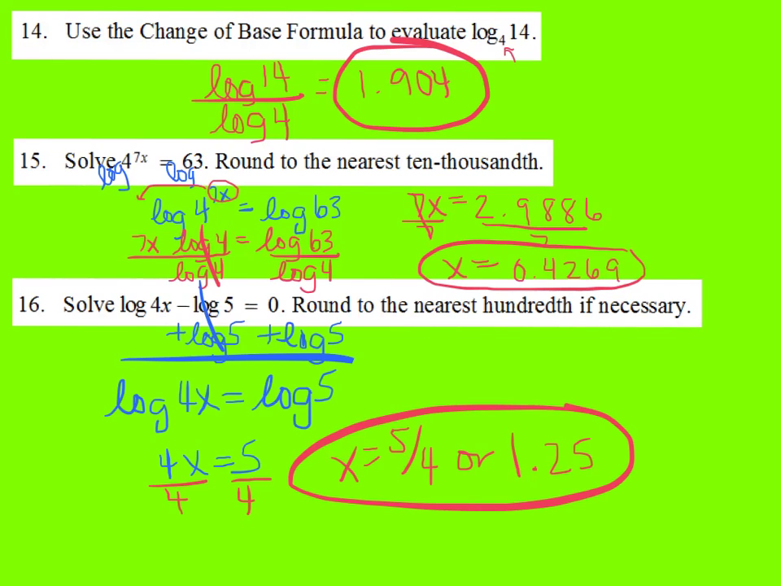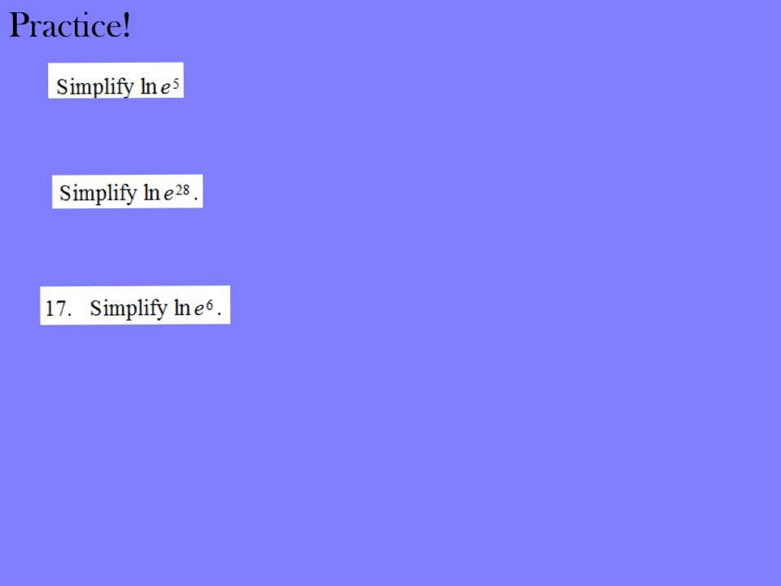Okay, so here is the first of those 3 problems we discussed in class. We hadn't really seen them, but I showed you that they're pretty quick problems to solve. Remember that if I have ln of e, they're inverse operations. They cancel each other out completely. So ln of e cancels, my answer is 5. ln of e cancels, my answer is 28. ln of e cancels, my answer is 6.